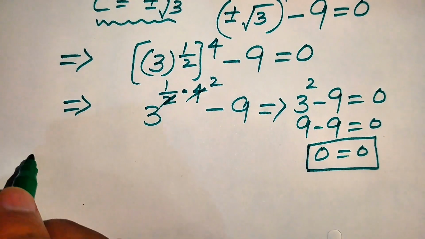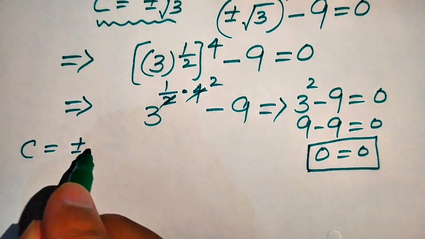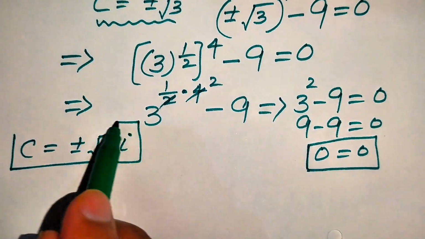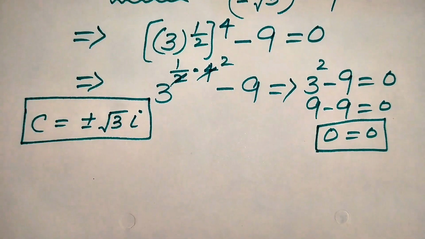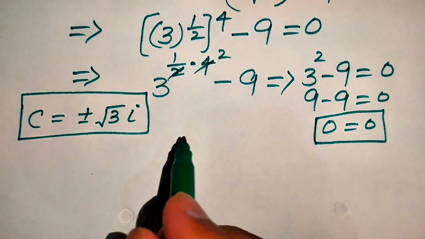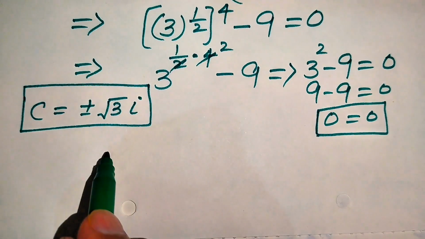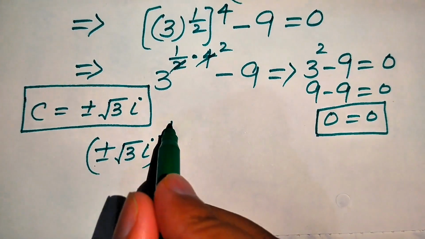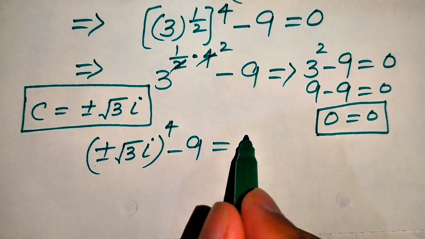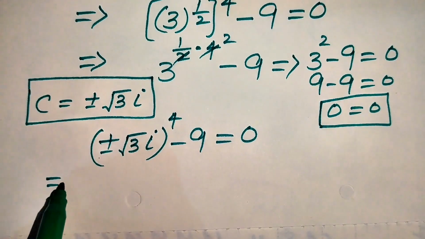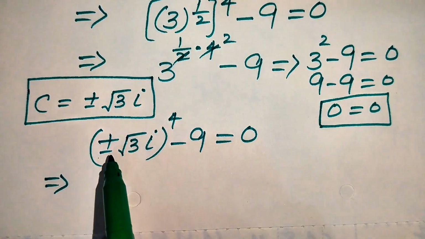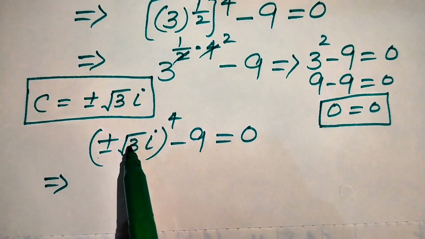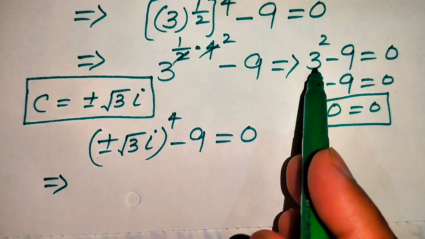And now, in the same pattern, we can verify the second value of c, and that is plus minus square root of 3 into iota. So here we put this value of c into the given equation, so that our given equation is written as plus minus square root of 3 times iota, and its whole power 4, minus 9 equals 0. And again, this plus minus sign becomes positive, and the square root of 3 and its whole power 4 equals 3 square.